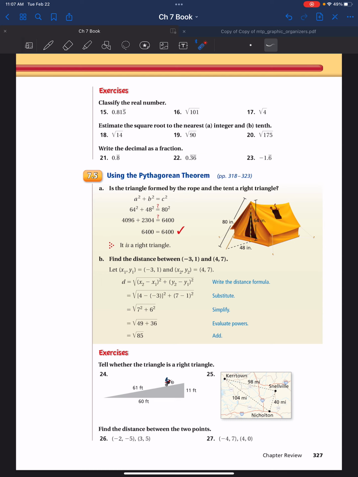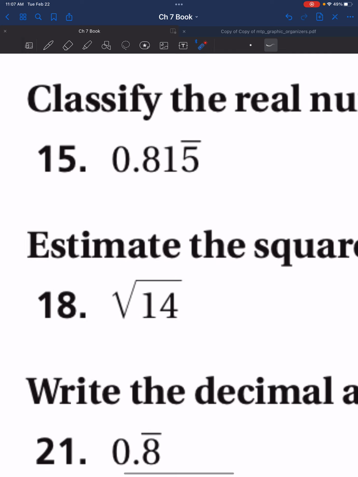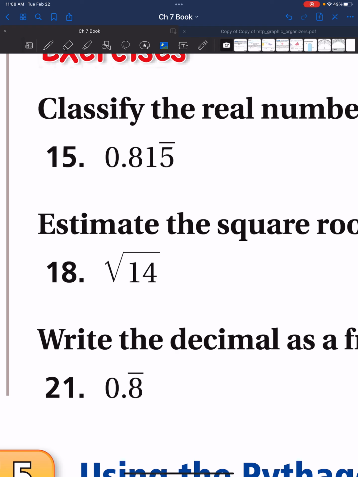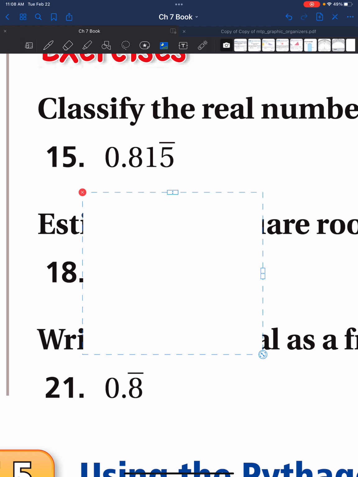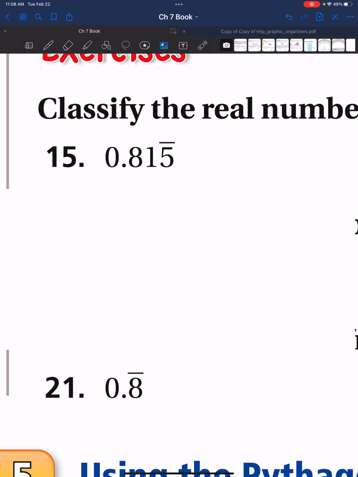I'm on the next page. Classify number 15. So remember, there is another rule here. If it's a repeating decimal, can I write it as a fraction? Yes, we learned about that. We had a whole section about that. So if it's repeating, does that mean it's irrational or rational? Rational. If it repeats, it's rational. So number 15 is a rational number.